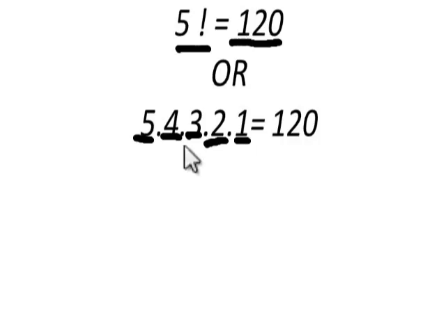So if you multiply this, 5 times 4 times 3 times 2 times 1, you will get 120. So it's the same thing, 120 ways of arranging the boxes. So now let's go to a different question.